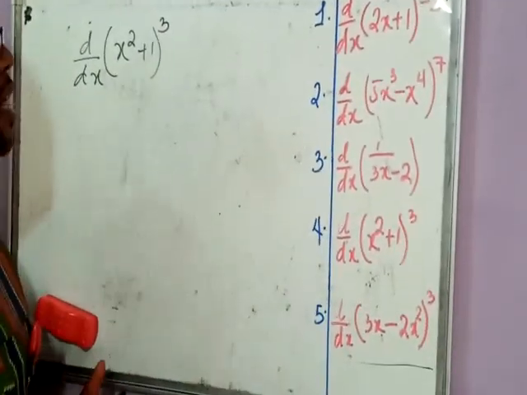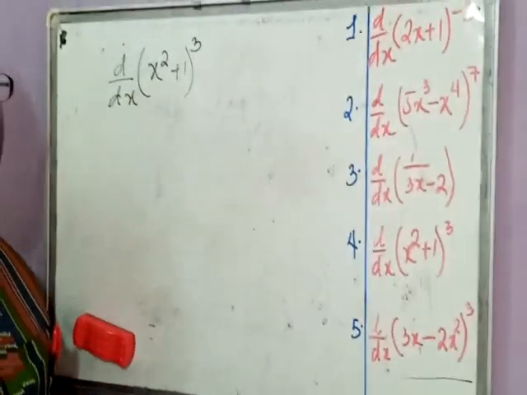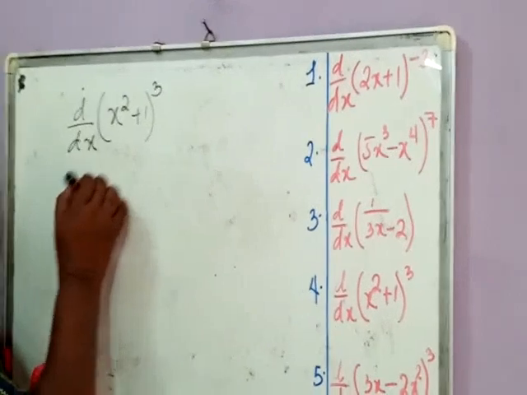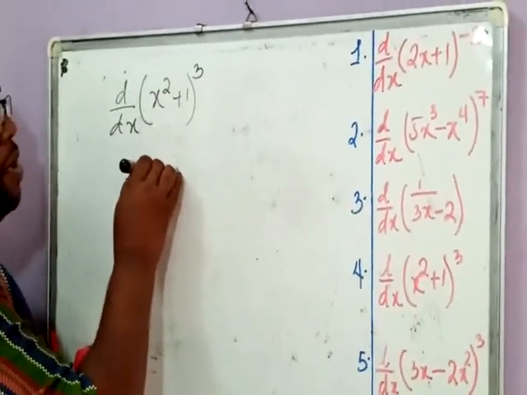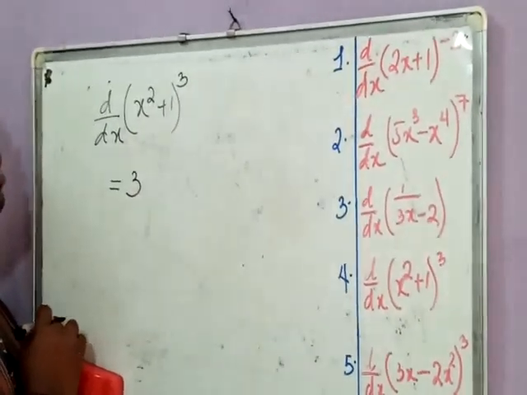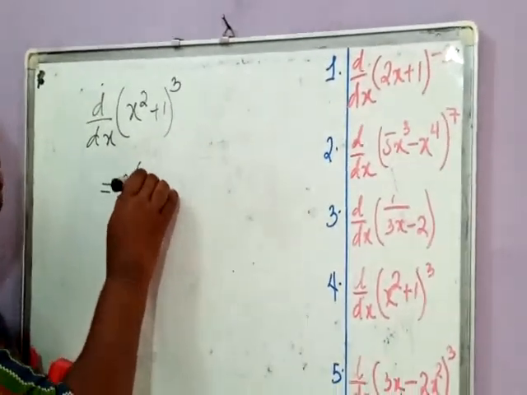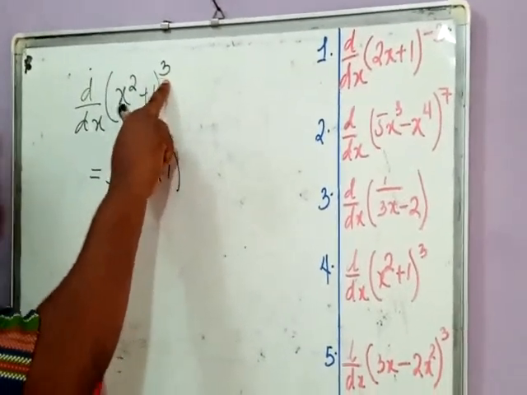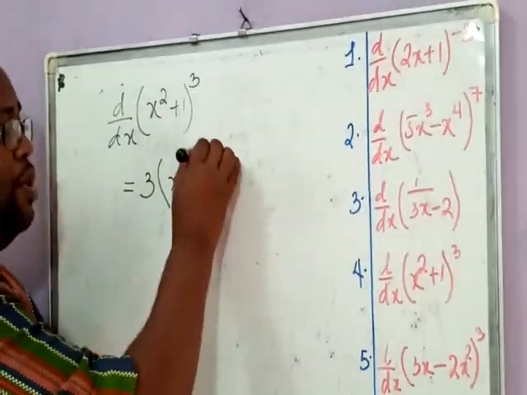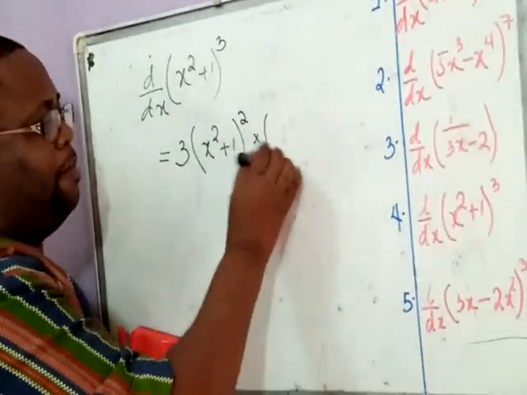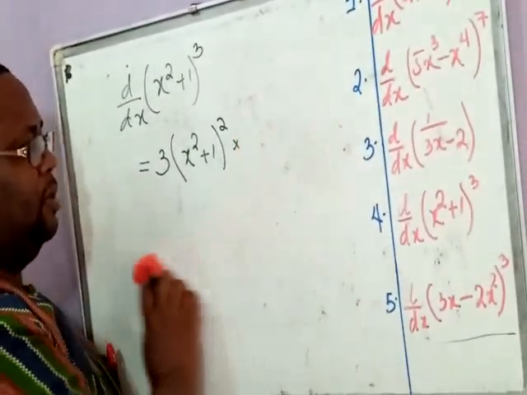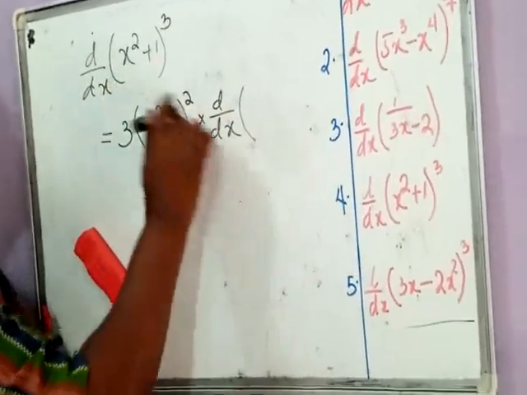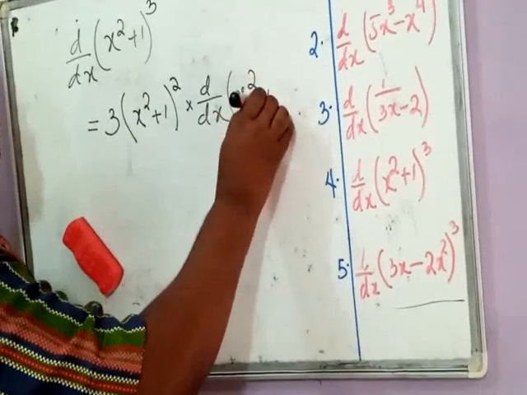The same principle applies. Bring down your power, repeat what is the inside, subtract 1 and then differentiate the inside. So this simply becomes equal to, when I carry this 3 and bring down, you have that. Is that okay? And now you repeat this again, you have x squared plus 1. Then we are going to remove 1 here. 3 minus 1 simply gives me 2. So I have 2 here. Now multiplied by the derivative with respect to x of this inside portion of x squared plus 1.